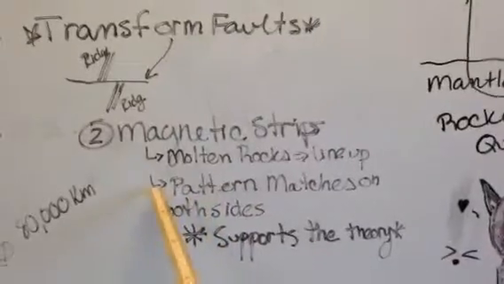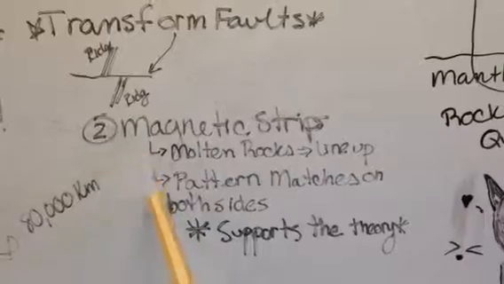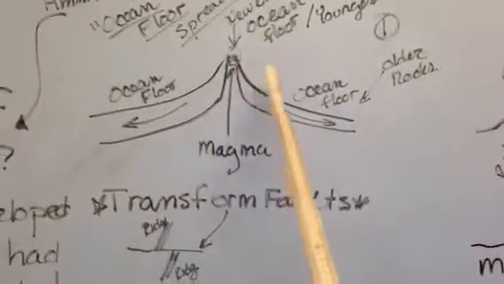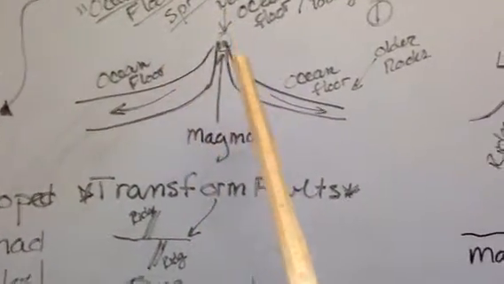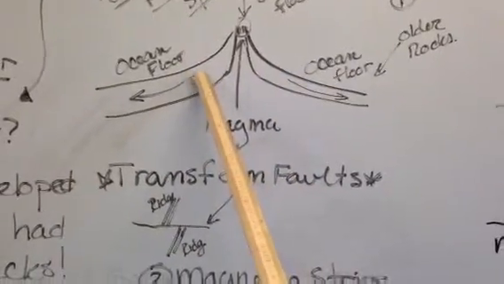Now the neat thing, okay, so think about this. The pattern on both sides of the ridge, so on this side and this side, are the same. So if I have a strip of magnetic stuff here, I will have a strip of magnetic stuff here.